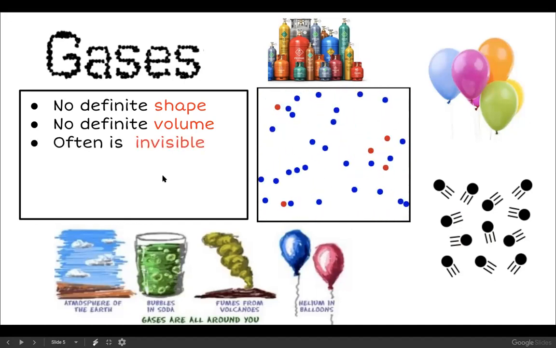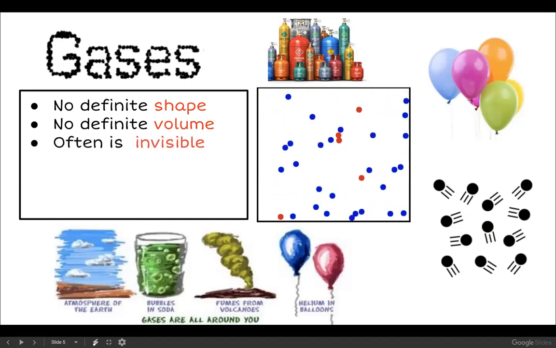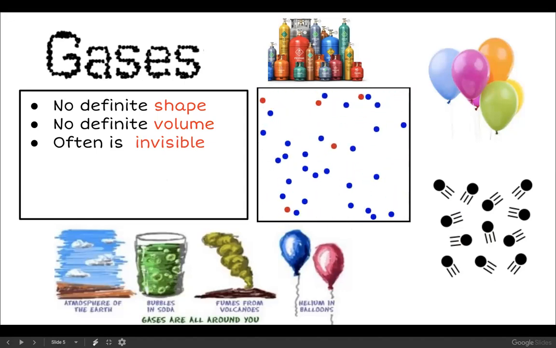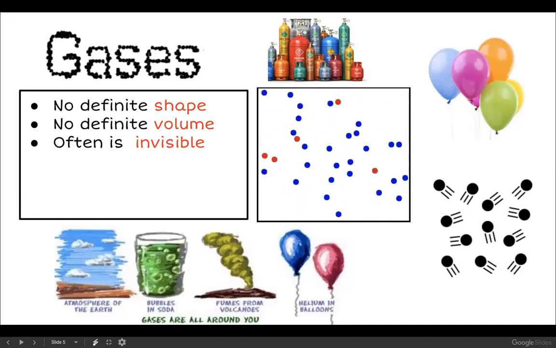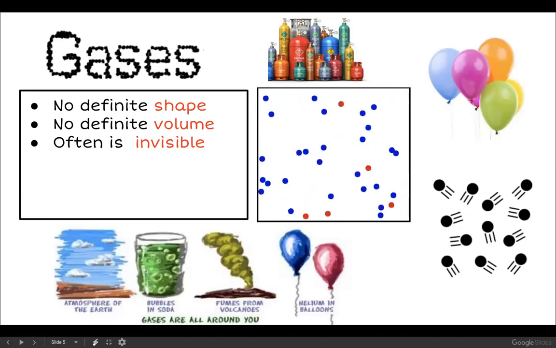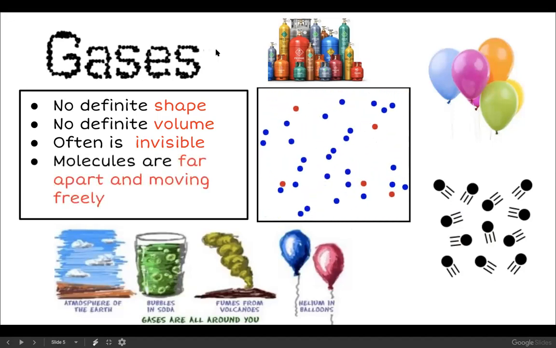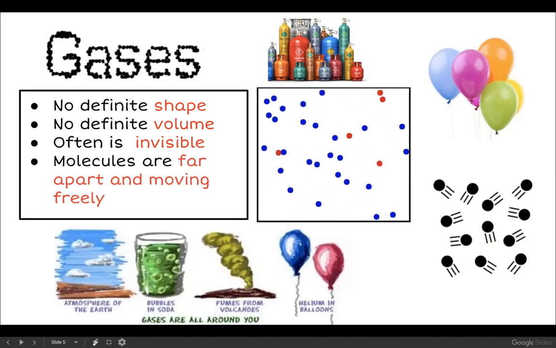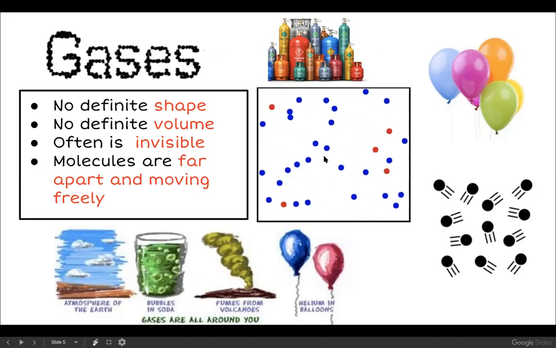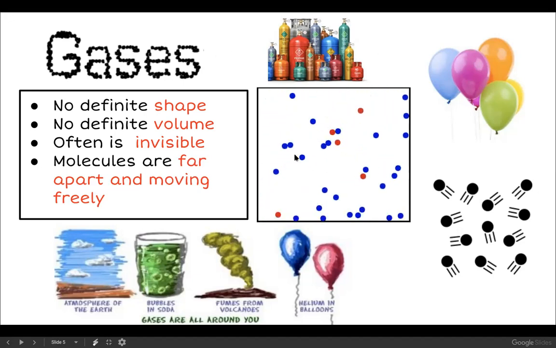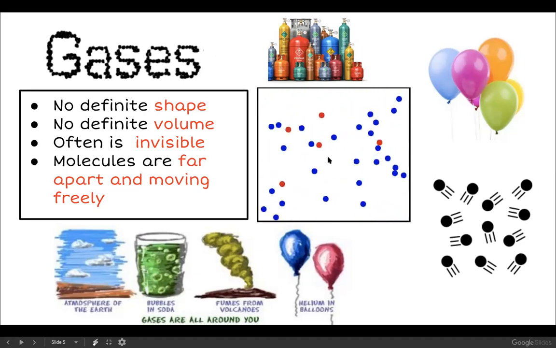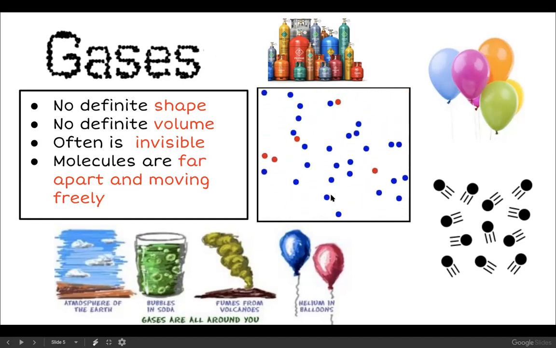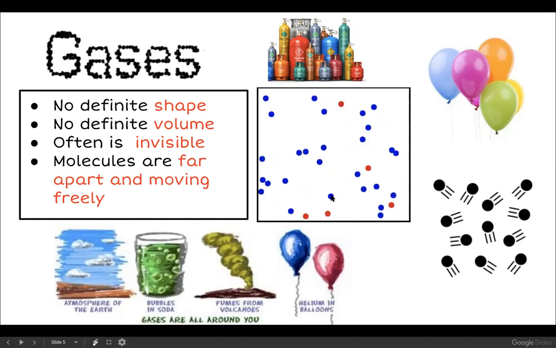Gases are often invisible because there are such big gaps in between the particles that make up gases. It's common that they are invisible to us. And molecules in gases are far apart and moving freely. Look at how much space there is between these gas particles. The rest of it is just empty. So they are pretty far apart compared to liquid and solid, and they're moving around freely and fast.